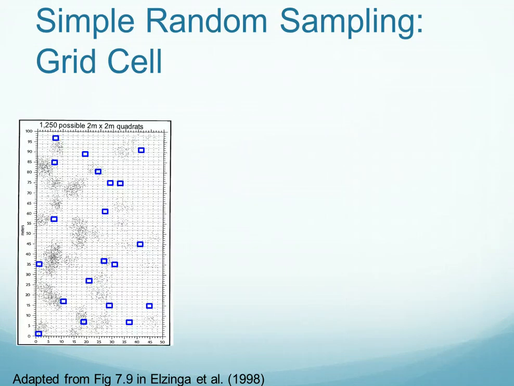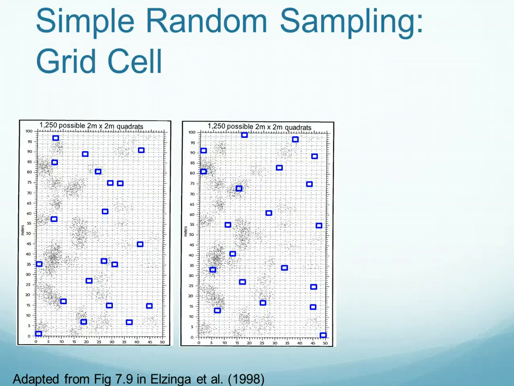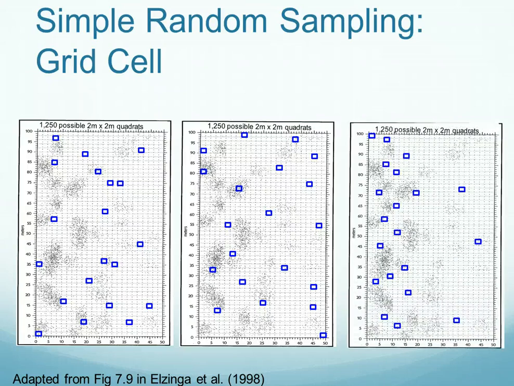Now you can see by comparing these three different possible samples that we have variation in dispersion, and this is one of the disadvantages, we can get under dispersion where some areas are overrepresented and other areas are underrepresented.